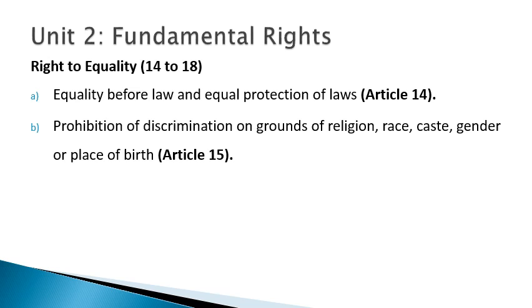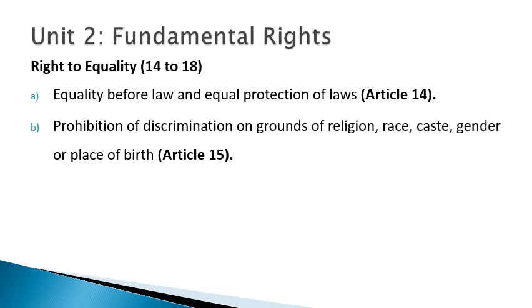So there are three exceptions to this general rule of non-discrimination. The first one is that the state is permitted to make special provisions for women and children, for example reservation of seats for women in local bodies or provisions for free education for children. This is the first one.